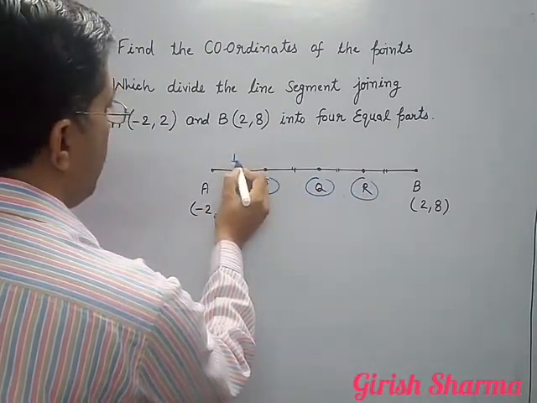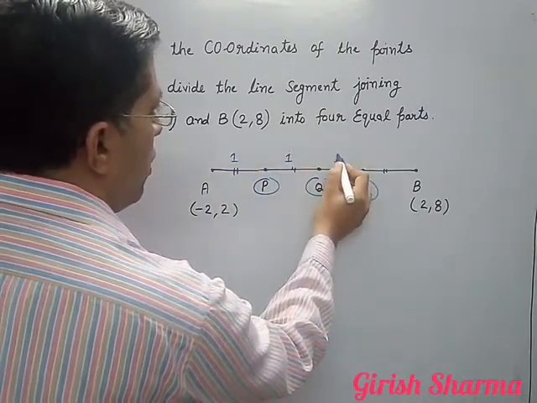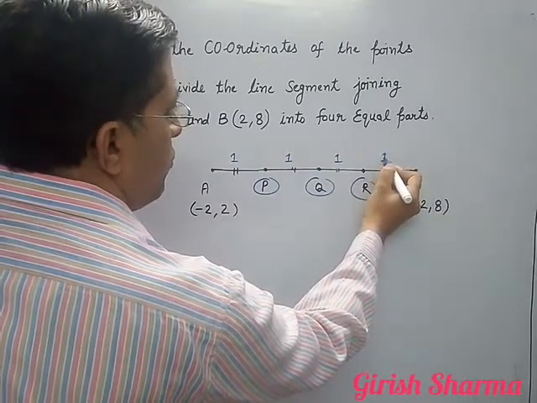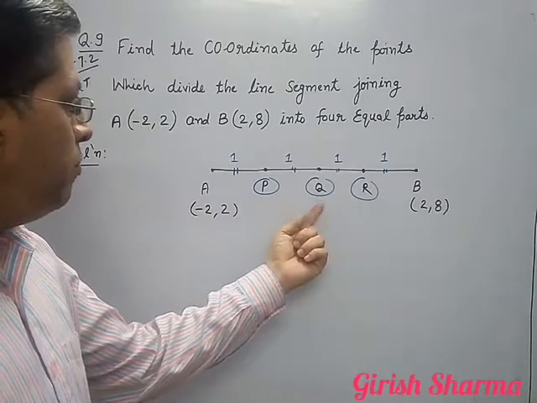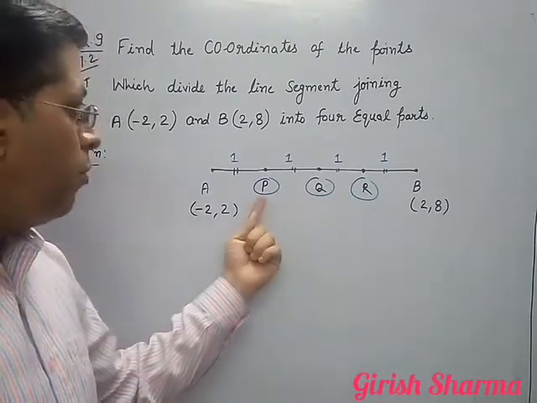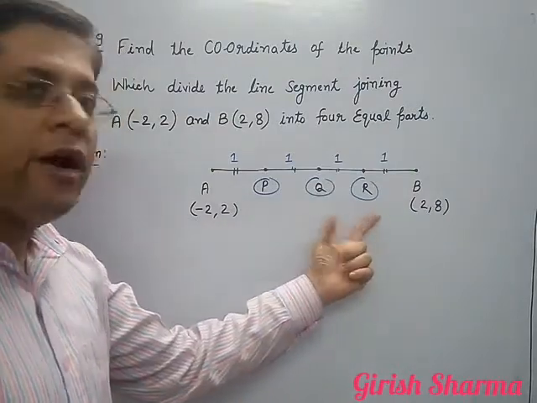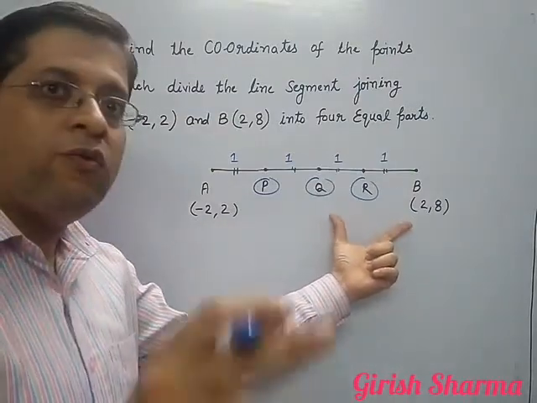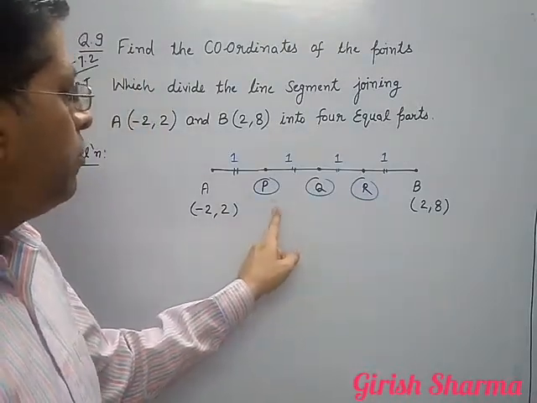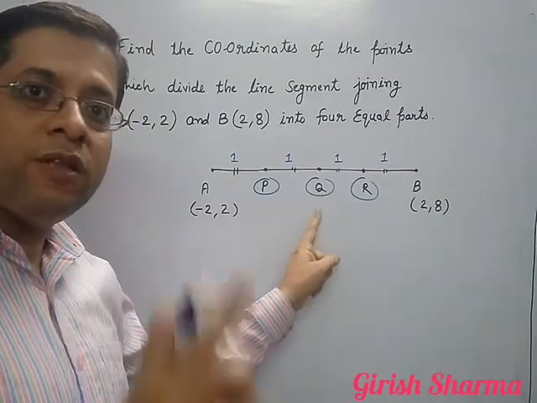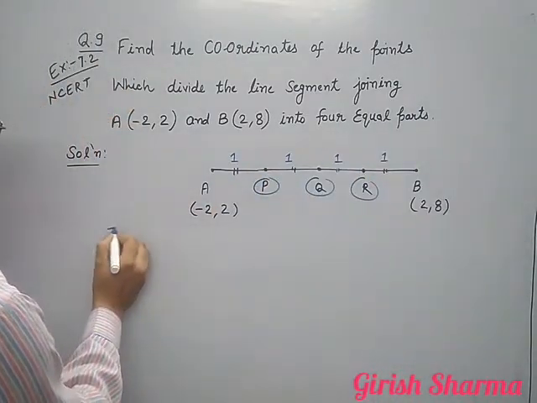Means the ratio of AP, PQ, QR and RB is 1 each. I can say point Q is the midpoint of AB, point P is the midpoint of AQ, and point R, tell me what? Midpoint of QB. Yes. And what we have to find out? We have to find the coordinates of these 3 points P, Q and R. Come on, first case number 1.